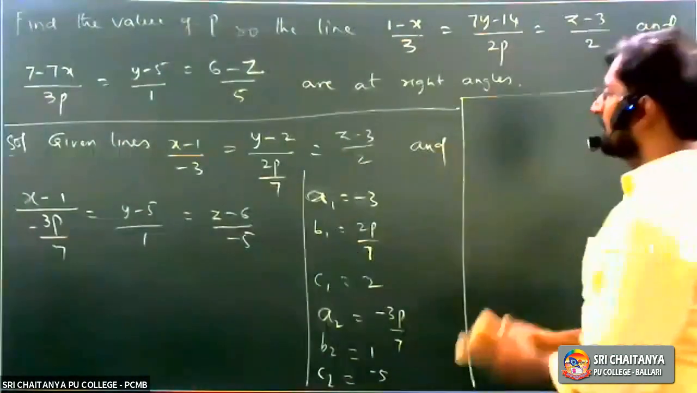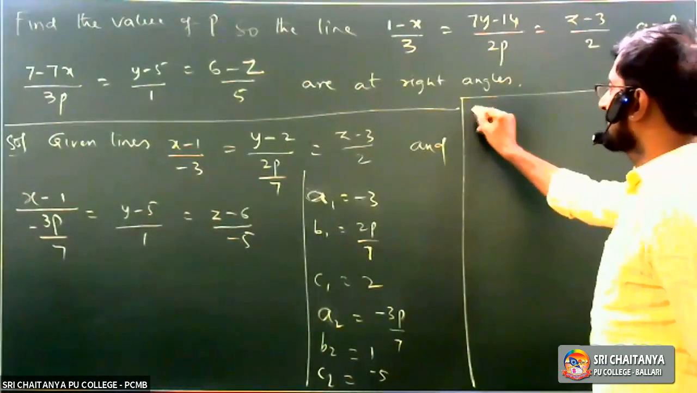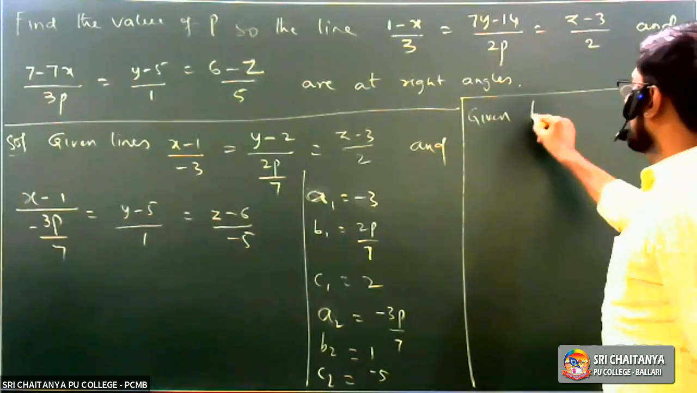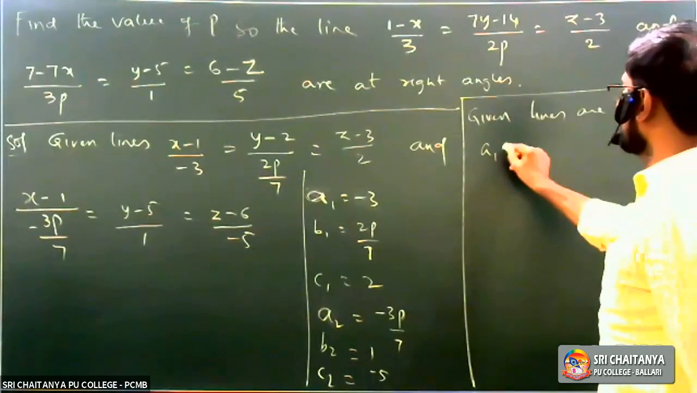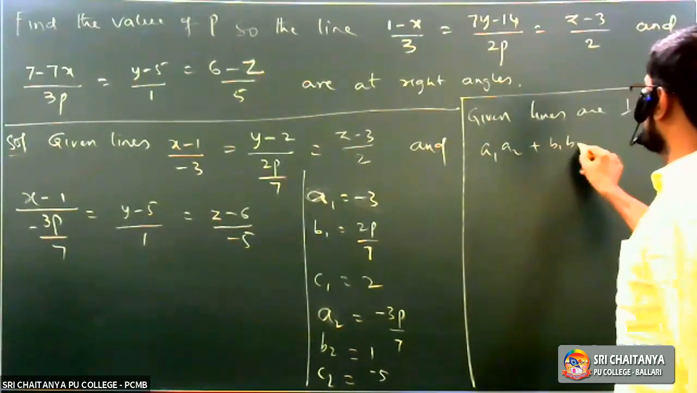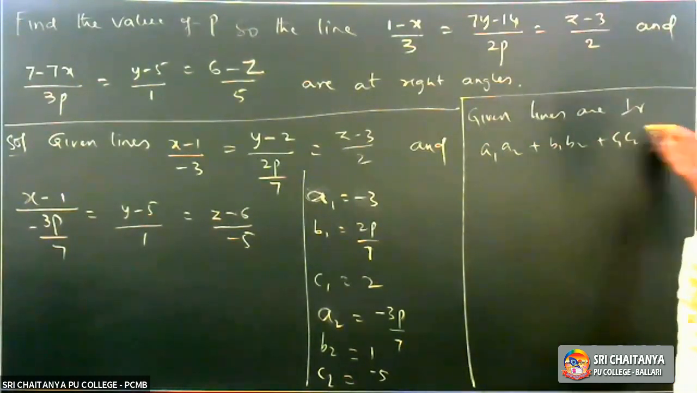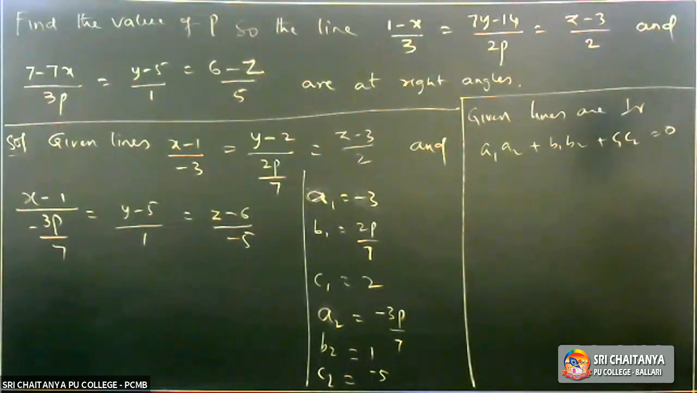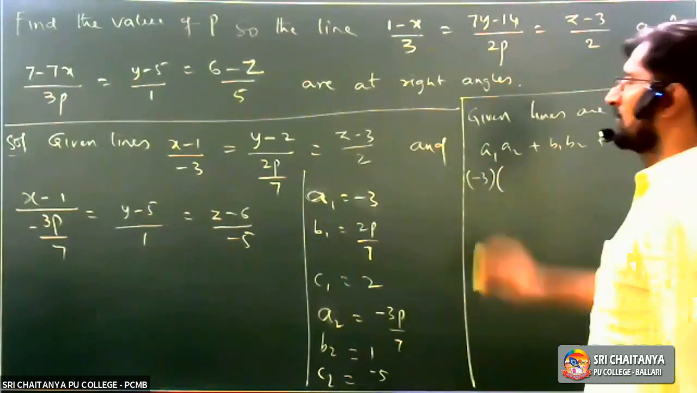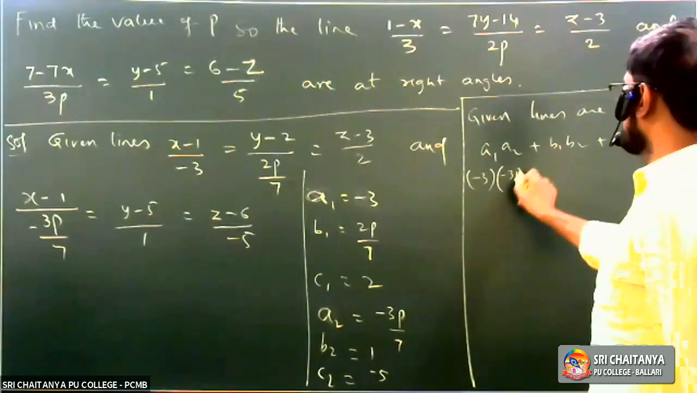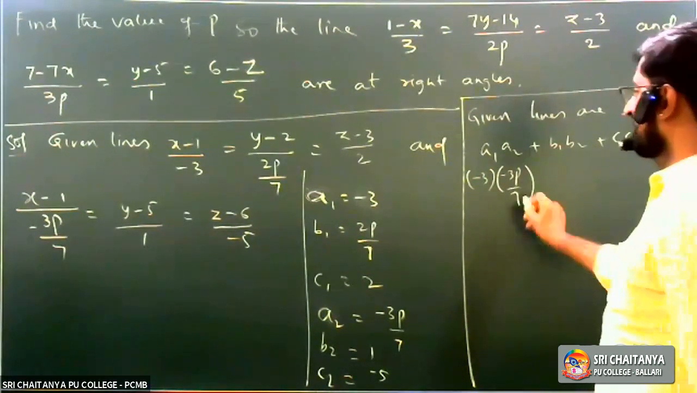Now you are going to get, therefore, that means given lines are perpendicular, that means a1 a2 plus b1 b2 plus c1 c2 is equal to 0. So what is a1 here? a1 is minus 3, into a2, minus 3p/7, right?